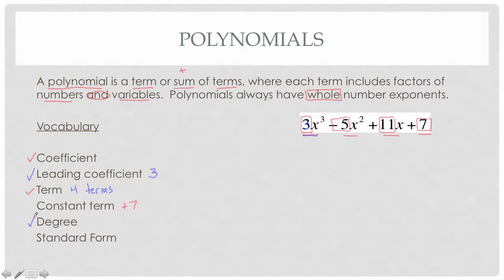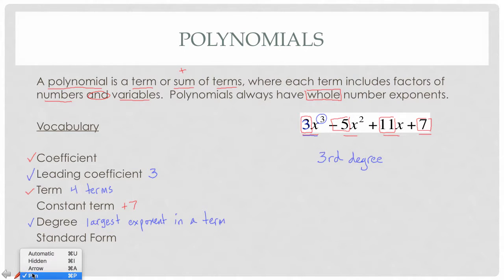The degree of a polynomial, that is the largest exponent in a term. So the degree of this polynomial, I have an x to the third power right here. So this is a third degree polynomial. If I say it's a third degree polynomial, it means somewhere I have a variable to the third power, and that defines how the graph of this polynomial works and how the equation actually works as well.